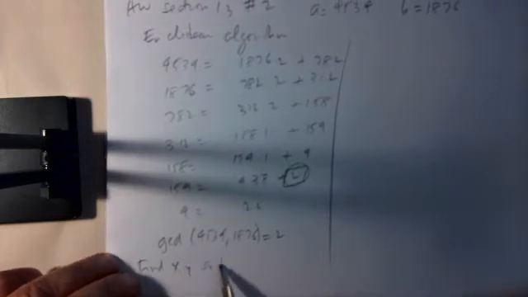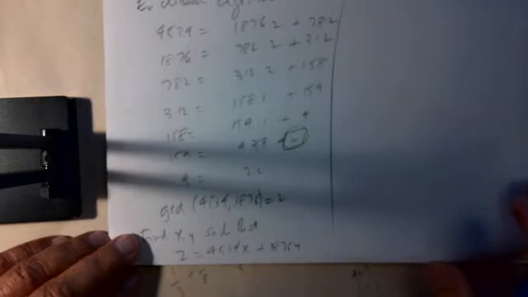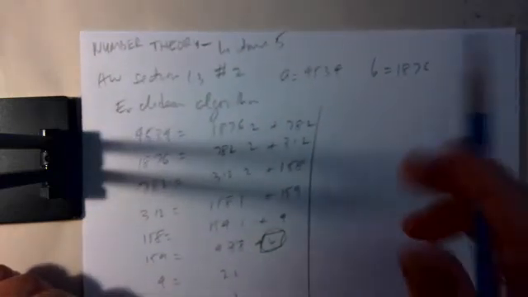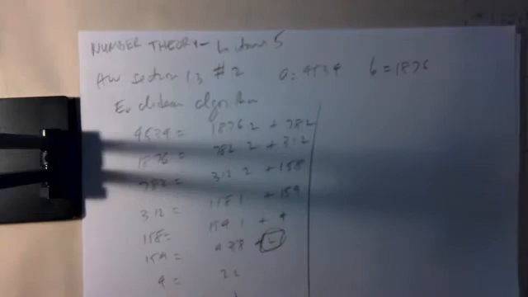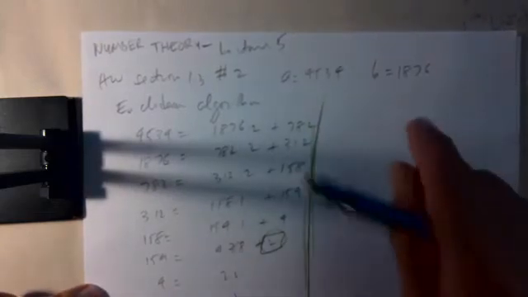So then the problem is to find X and Y such that 2 is this linear combination, 4534 times X plus 1876 times Y. And you can always do that by working backwards from the Euclidean algorithm. So let's do it. Let's see. See if I can get it all over on this side of the paper.